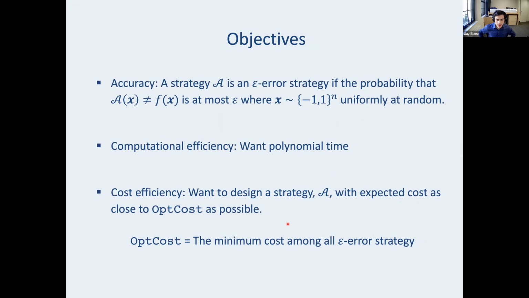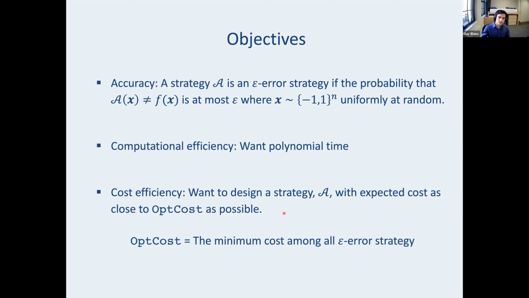Okay. So our objectives are, one, we want an accurate strategy. We define the error of a strategy as: you take some random input, and then what's the probability that the strategy's output differs from the function. So we do allow a little bit of error here, but we just want to minimize it. Of course, we want to be computationally efficient, so we want our strategy to be fast to evaluate on a computer. And we also want cost efficiency.